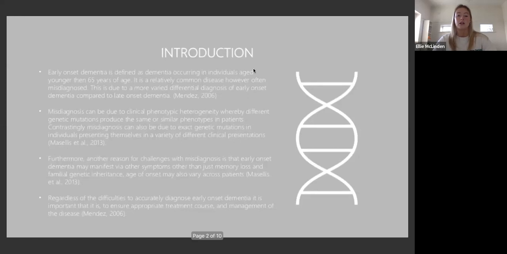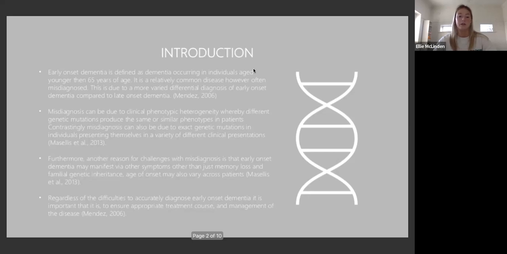Early onset dementia is defined as dementia occurring in individuals aged younger than 65 years of age. It is a relatively common disease, however often misdiagnosed. This is due to a more varied differential diagnosis of early onset dementia compared to late onset dementia. Misdiagnosis can be due to the clinical phenotypic heterogeneity, whereby different genetic mutations produce the same or similar phenotypes in patients.